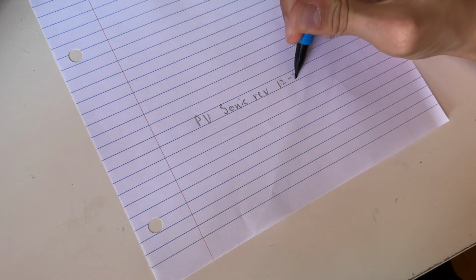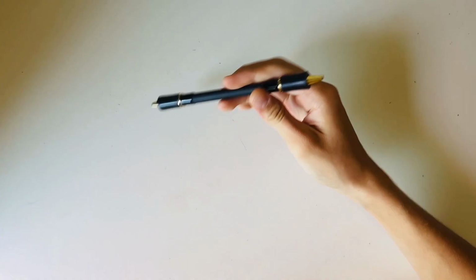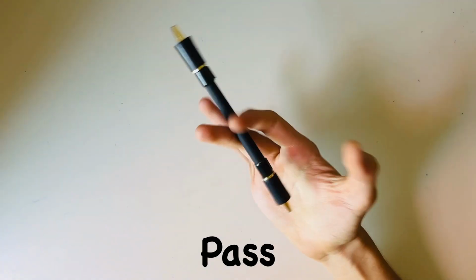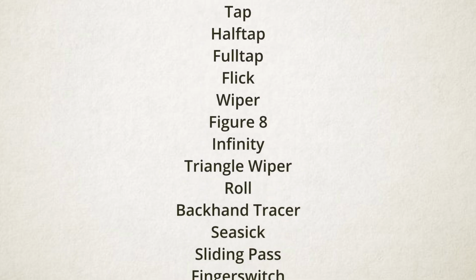The basic structure for writing notation goes as follows. Let's start with the trick. Knowing the trick name is probably the first thing you learned when pen spinning. Some examples of trick names are thumb around, charge, pass, and sonic. There are also many more as listed on the screen. Writing just the trick name is normally not enough to convey your message through notation.